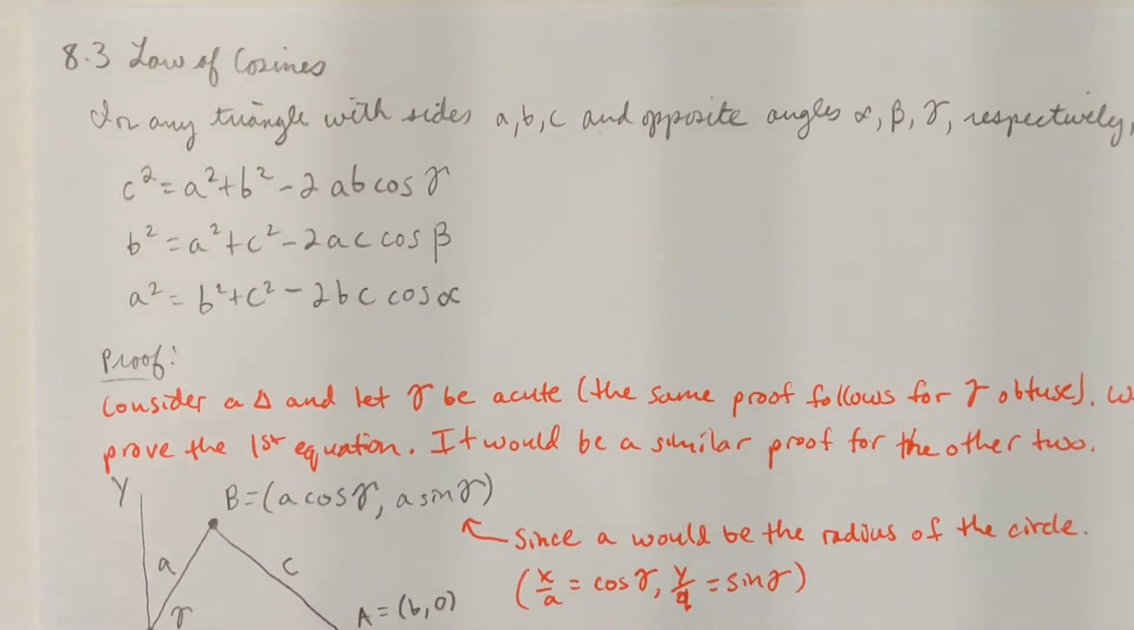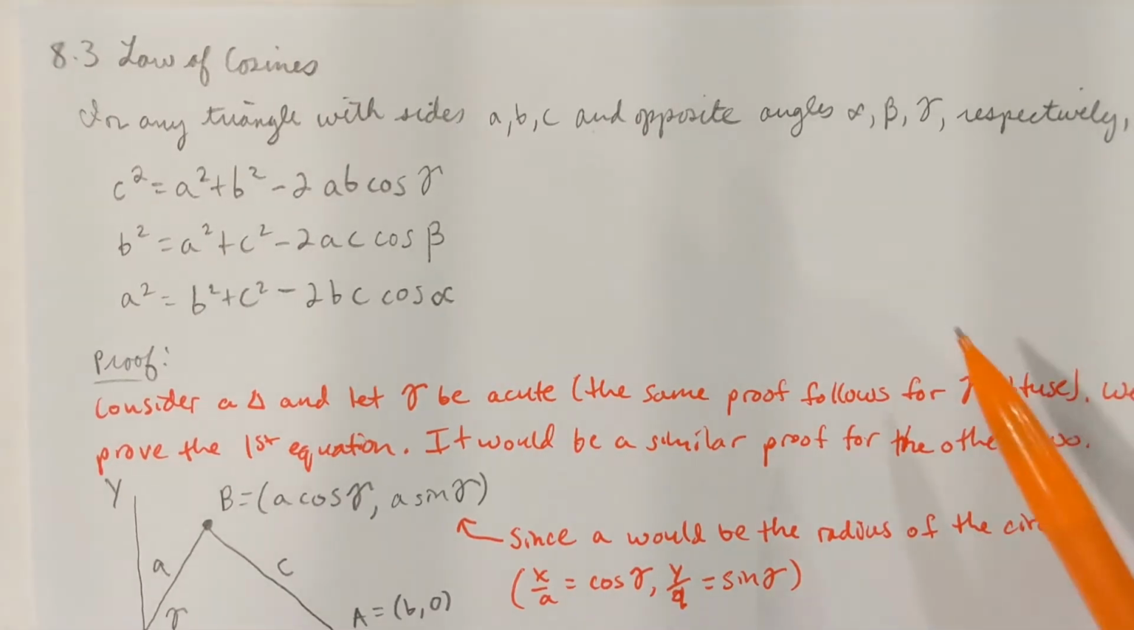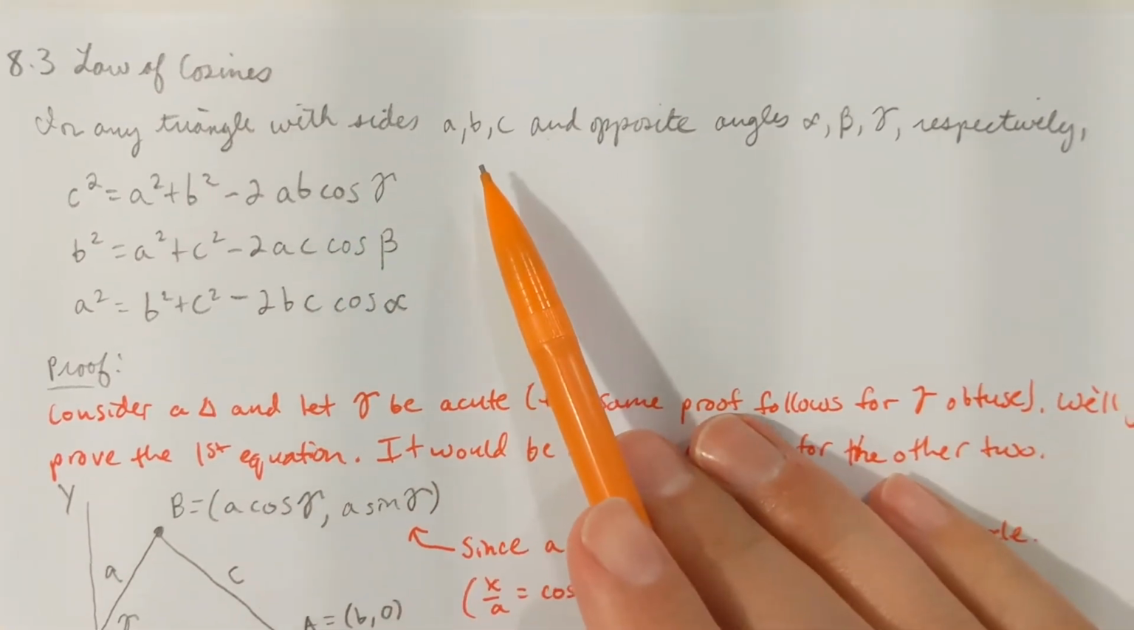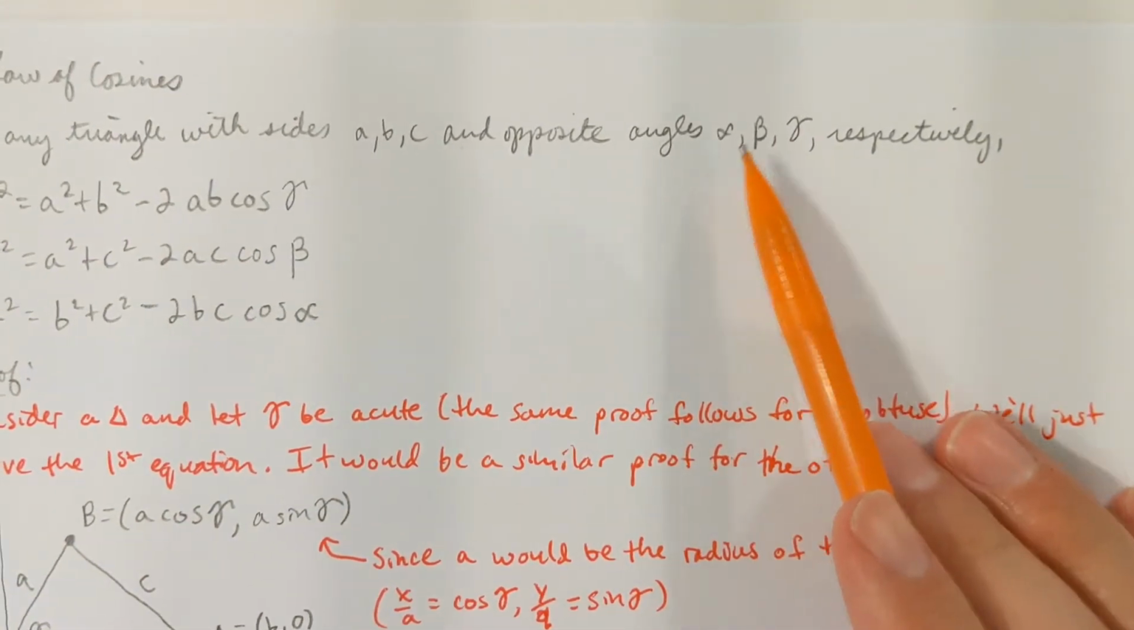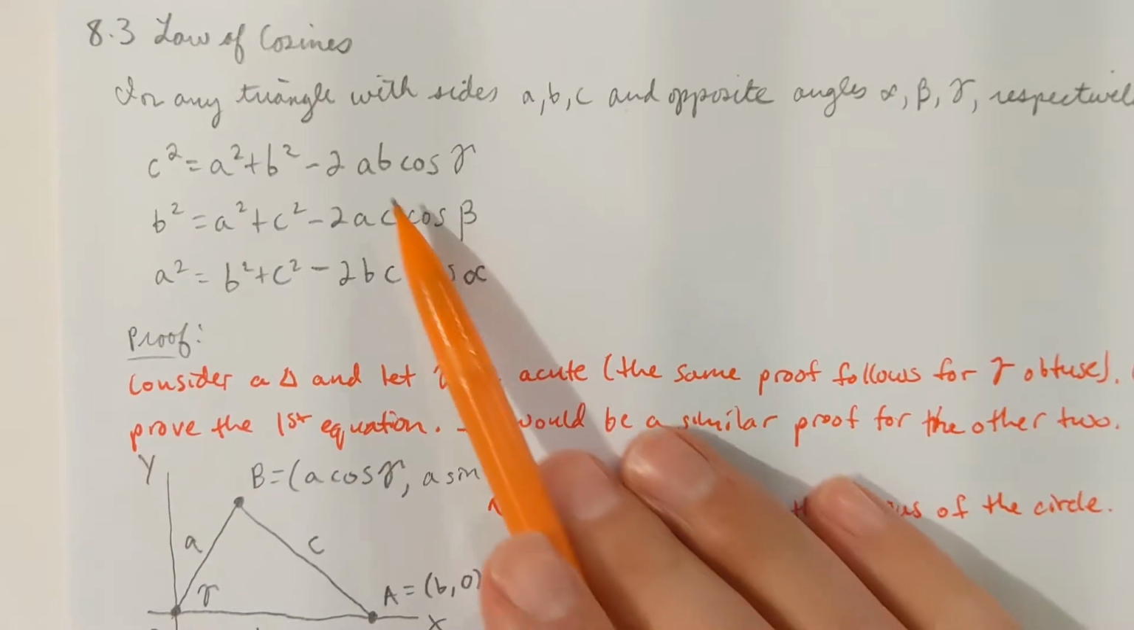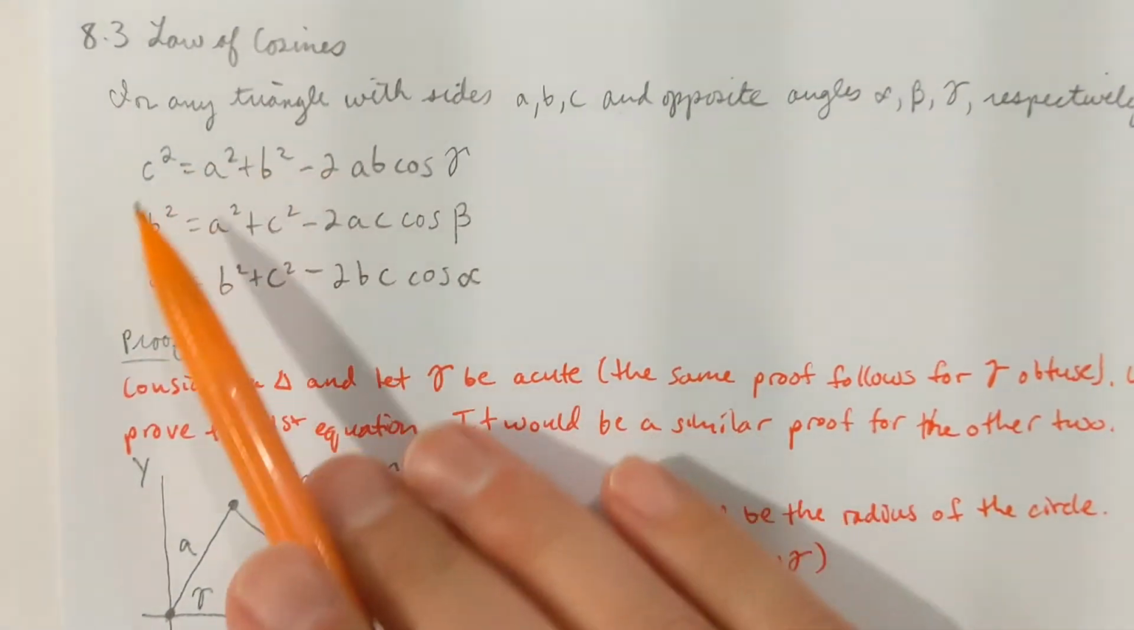Okay, in section 8.2 we looked at the law of sines. In 8.3 we're going to look at the law of cosines. And the law of cosines says that for any triangle with sides A, B, and C and opposite angles alpha, beta, and gamma respectively, the following three equations are true.